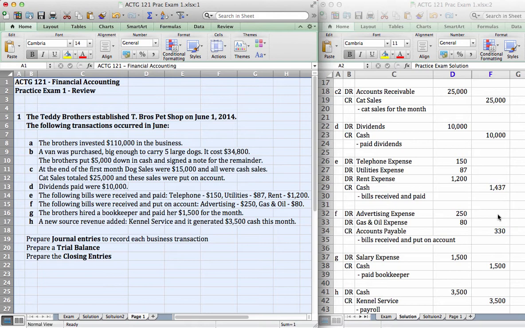In G, the brothers have actually hired someone. The debit is to salary expense, and since they paid her, again, key in on that word, the credit is to cash. In H, it appears that the brothers are doing very well. They have a new revenue source, kennel service, and it says that they've generated cash. So that means cash came in, that's a debit to cash, and the credit is this new source of revenue, which is kennel service. So those are the few words to key on when I ask you to actually create journal entries.